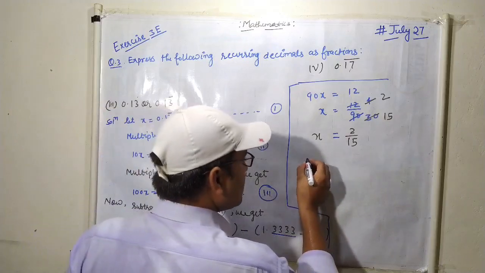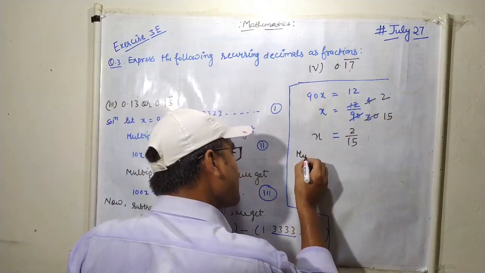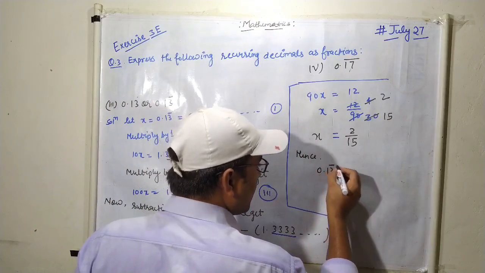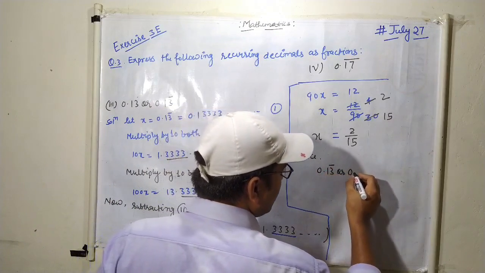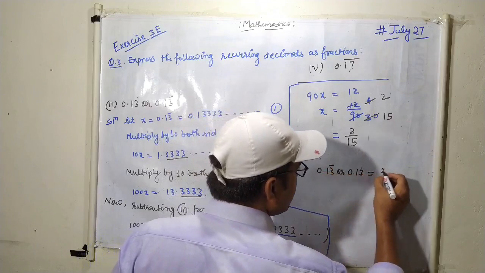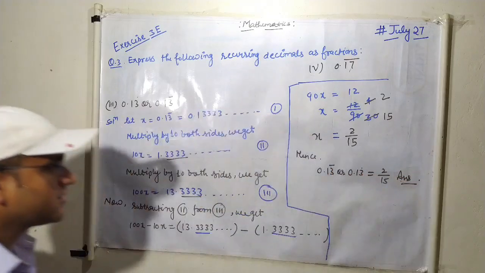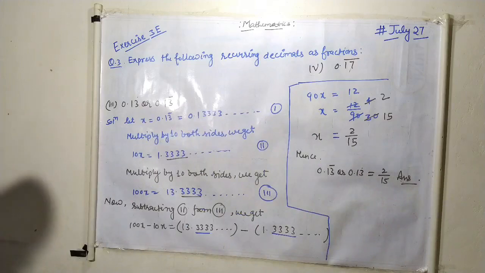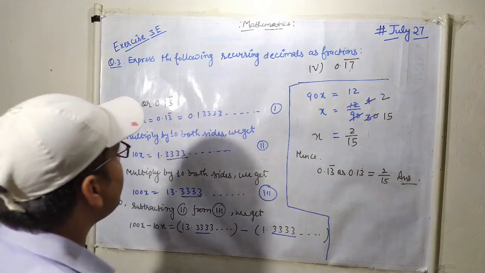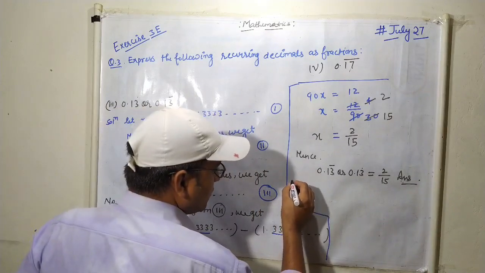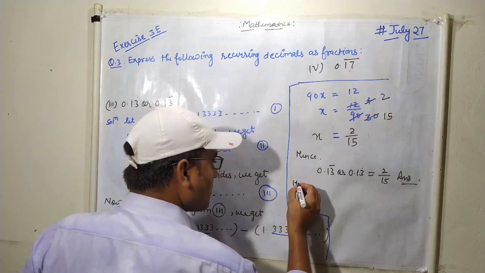0.13 bar. Hence 0.13 bar is equal to 2 upon 15. That is your answer. Okay students, so by this way you can do other questions. I will give you one example. You can do it yourself. Do it at home as homework.